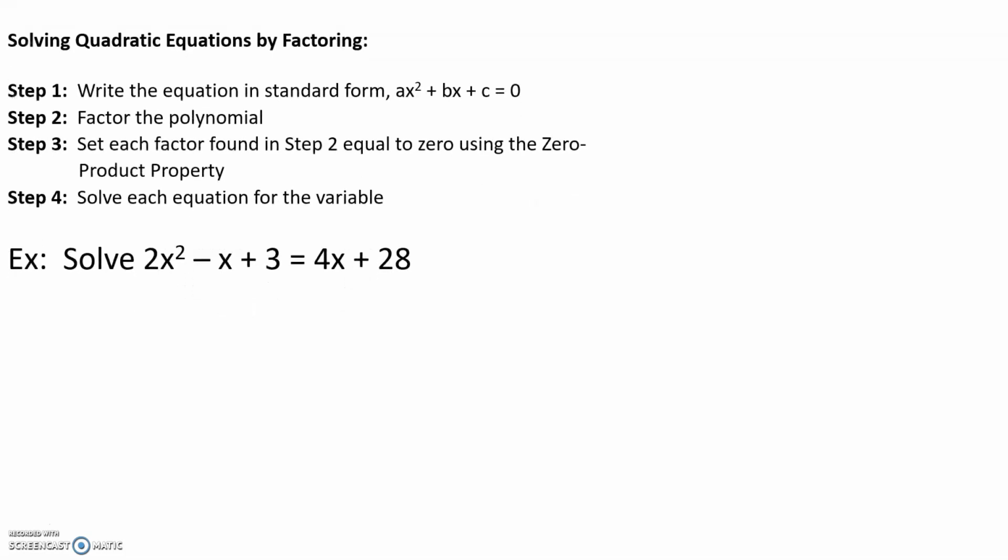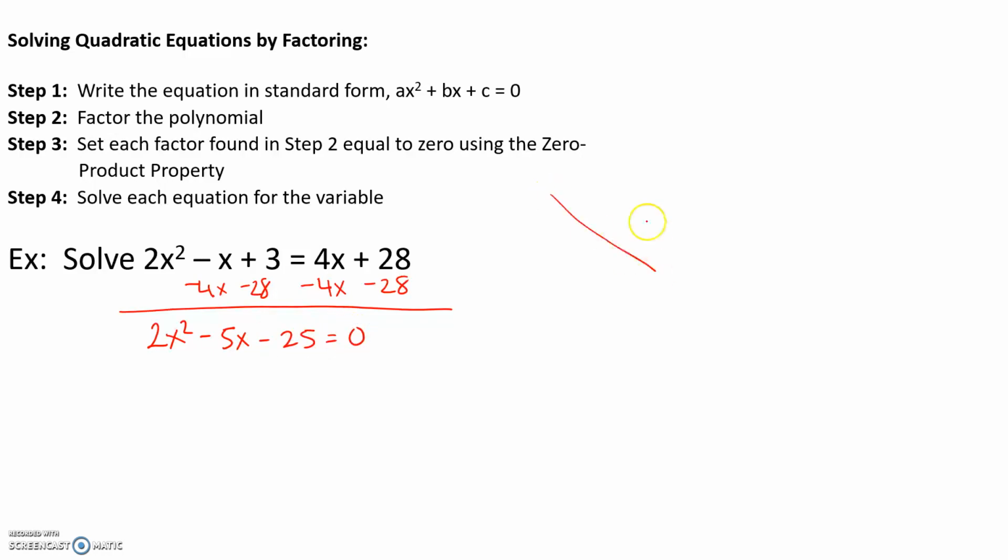Okay, next equation. Let's solve 2x squared minus x plus 3 equals 4x plus 28. First step, write the equation in standard form, ax squared plus bx plus c equals 0, which means these two terms need to be moved to the left side, which means we would subtract 4x and subtract 28. This gives us 2x squared minus 5x minus 25 equals 0.